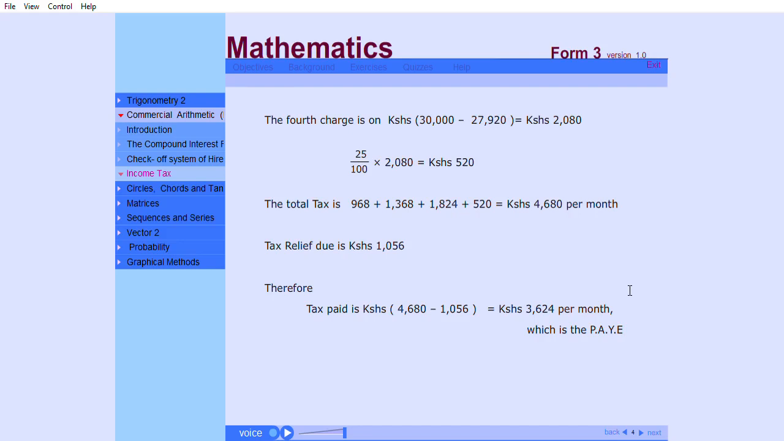Tax relief due is 1,056 Kenya shillings. Therefore, tax paid is 4,680 minus 1,056, which is equal to 3,624 Kenya shillings per month, which is the pay as you earn.